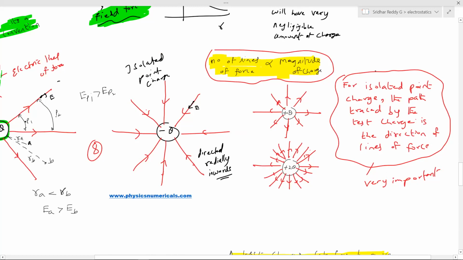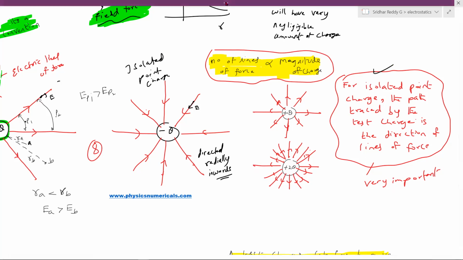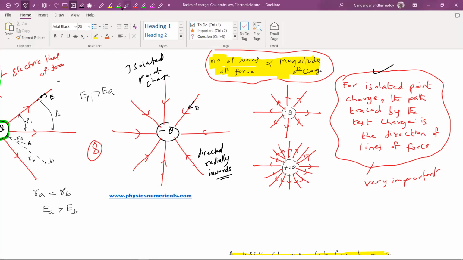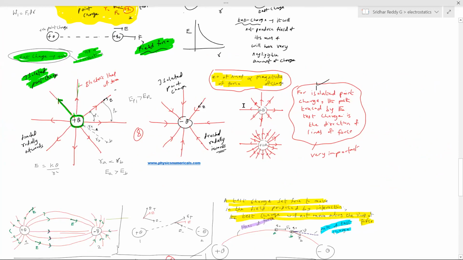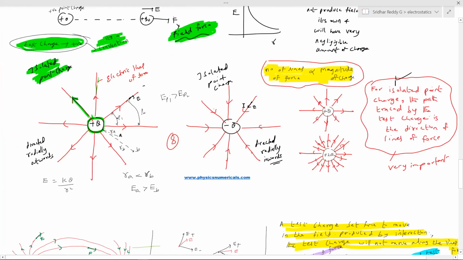One more point is being stressed for an isolated point charge. The path traced by the test charge is the direction of lines of force. What do you mean by that? I think I'll bring the complete description. I think you are able to see the total.